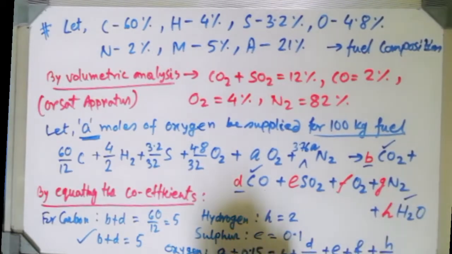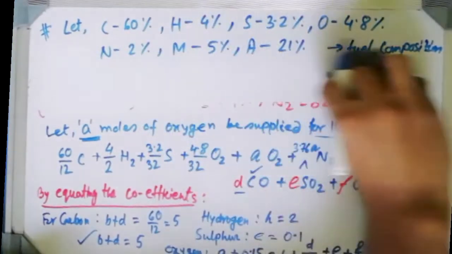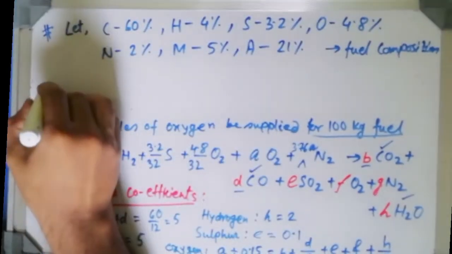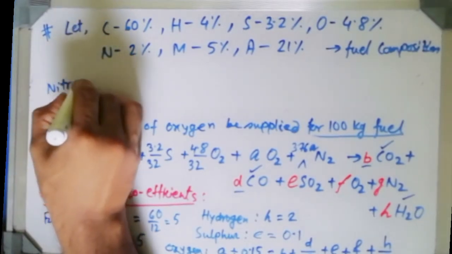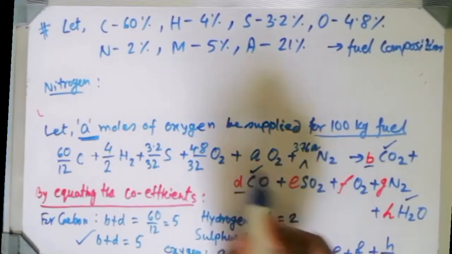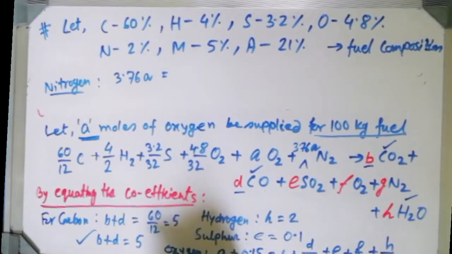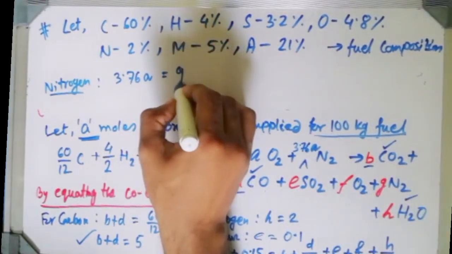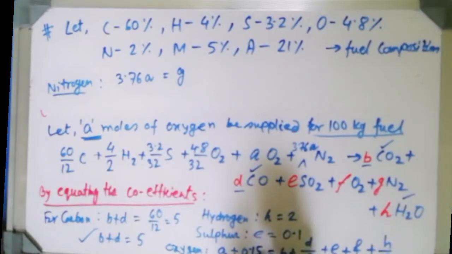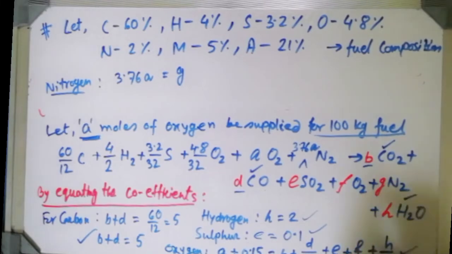Now if we go for nitrogen, the same thing. Here you can see nitrogen in the left hand side, that is 3.76A, and here it is G, so G is nothing but 3.76A. These are the things 1, 2, 3, 4 and 5. We do have 5 number of equations. Okay, now we have to find out this B, D, E, F, G values.